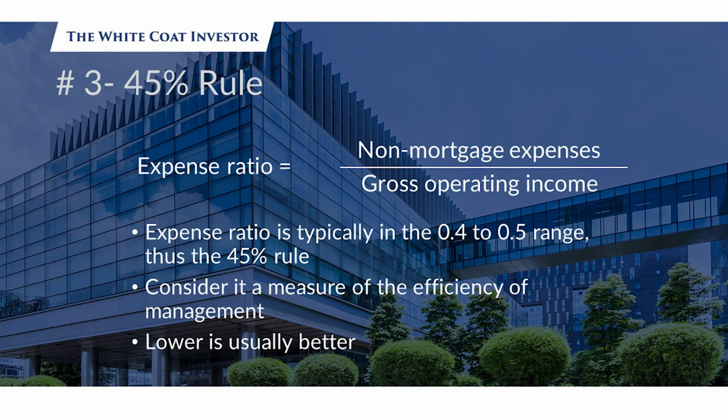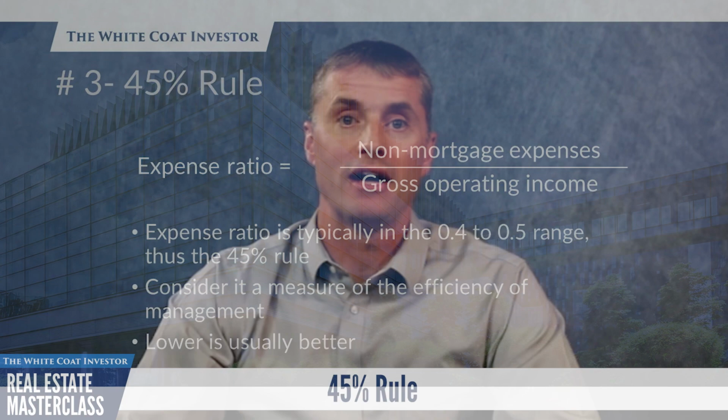A lower expense ratio almost always is better. It shows that it's a more efficient investment. You get to keep more of the income that you're generating from it. But if it's too high, that indicates inefficiency. It means that maybe you have too many expenses, or perhaps you're not charging enough for rents. So when you see that your expense ratio is too high, 50%, 55%, you ought to ask yourself, can I raise rents? Or can I cut expenses?